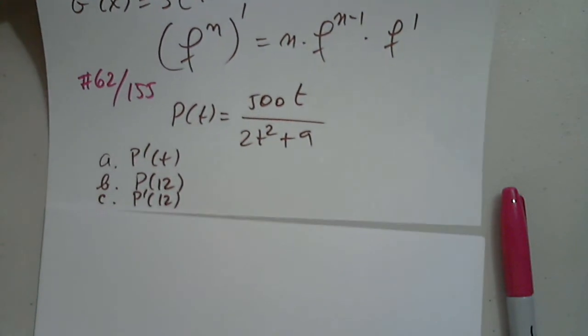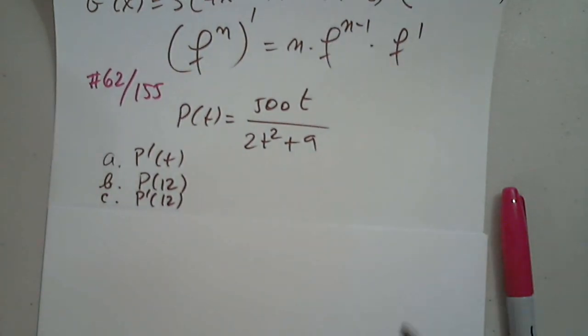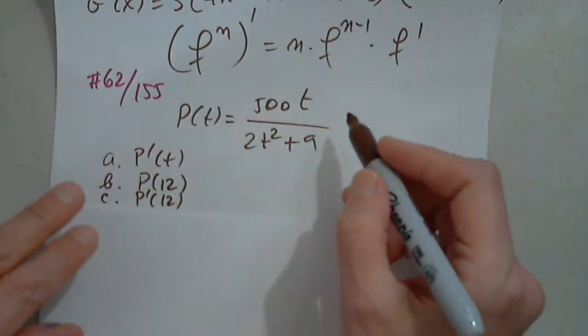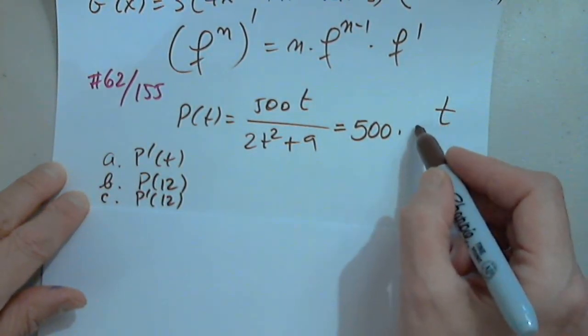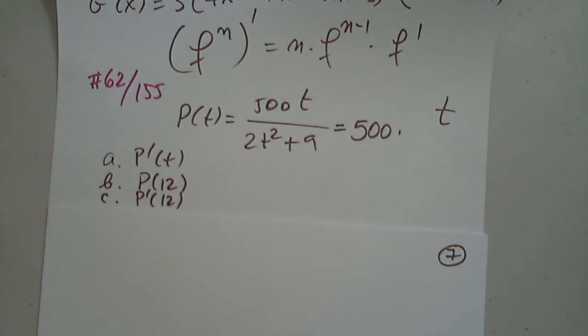Very good pick, thank you. So in order to find P prime of t, I will consider the function as 500 times... You're still sharing your screen. I am. Thank you so much. Sorry about that. Okay, let me start from scratch.